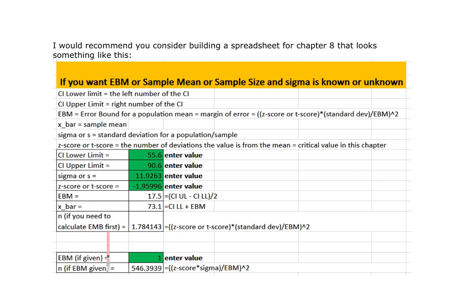If you need to calculate the EBM first, which I don't, then this is what I would use. If I don't need to calculate the EBM, and in this example I didn't, I needed to be within 1, so I'd put in 1 here, and then this would calculate this. Now, this is different than the 35 because these numbers up here are different. So this is what I would use to find my sample size if I knew my EBM, if I knew my sample mean, and sigma is known or unknown. It doesn't actually matter.